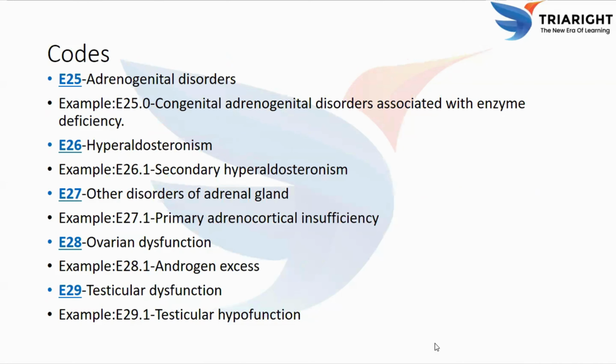So coming to the next code, E25. E25 is nothing but adrenogenital disorders. So what do you mean by adrenogenital disorders? The name itself: adreno is the medical term for the adrenal gland, and genital means related to genetics, and disorder. So these are disorders where the adrenal glands produce abnormal amounts of sex hormones.